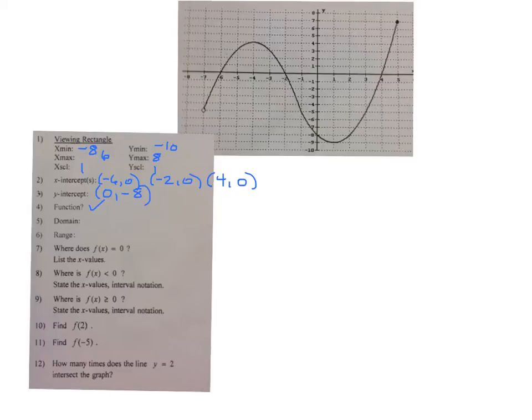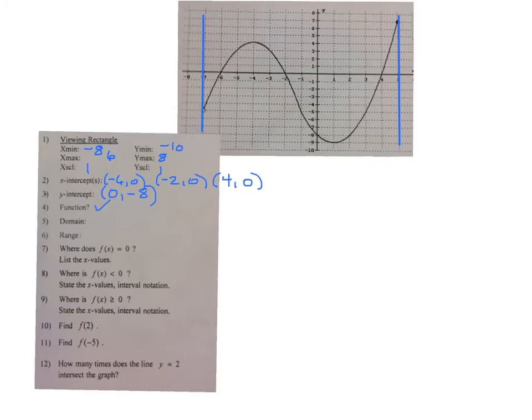So the domain is the left to the right, and we're going to use interval notation. So my domain is the left of the graph to the right of the graph. My domain goes from -7 to 5, and the 5 is a closed circle, so it's a bracket, and the -7 is an open circle, so it's a parenthesis. My range, let's do the same thing.